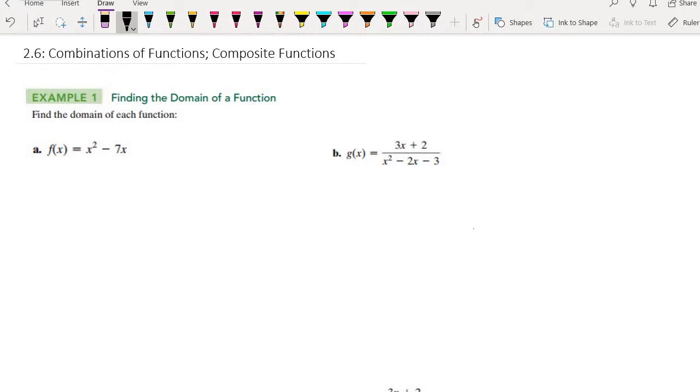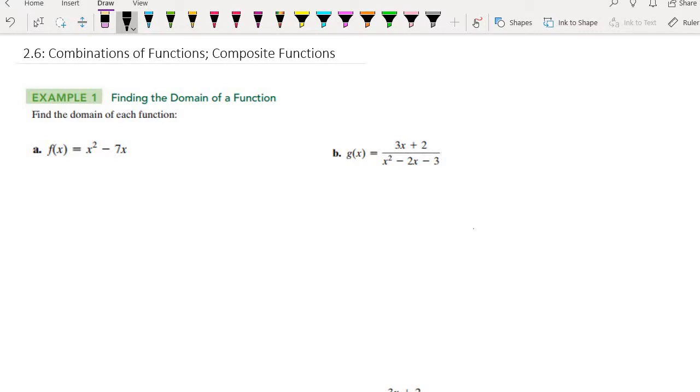Hello guys, today we're going to start 2.6, combinations of functions and composition of functions. First we're going to focus on combinations of functions. Alright, so we're going to start with example 1, finding the domain of each function. So let's look at part A.